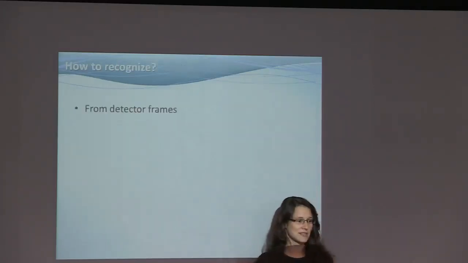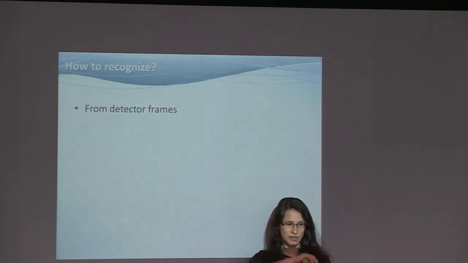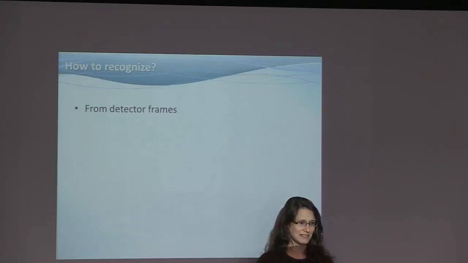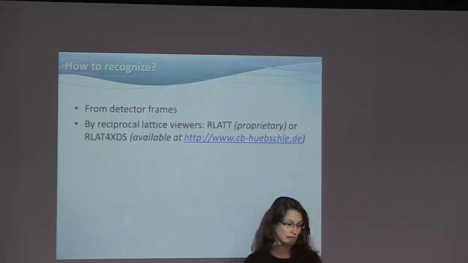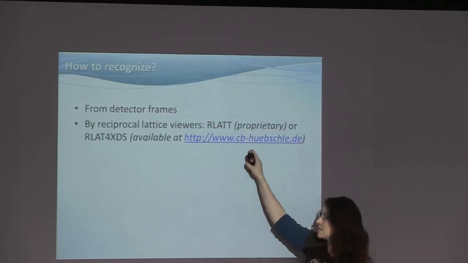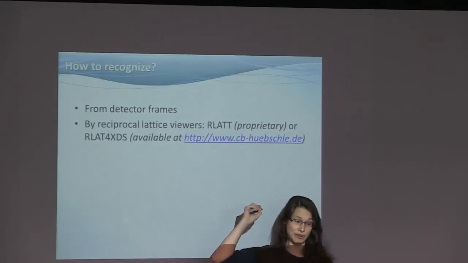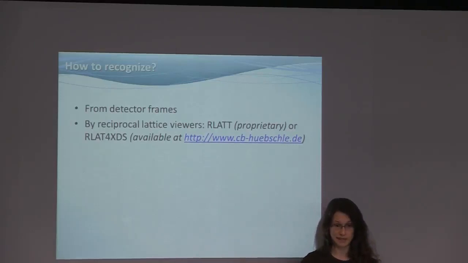So you can recognize this from detector frames. Because you're not seeing nice lunes, you actually see something that you really think is strange. You can also look at a reciprocal lattice viewer. Missing from this slide is the DIALS reciprocal lattice viewer, which will allow you to identify such twins.